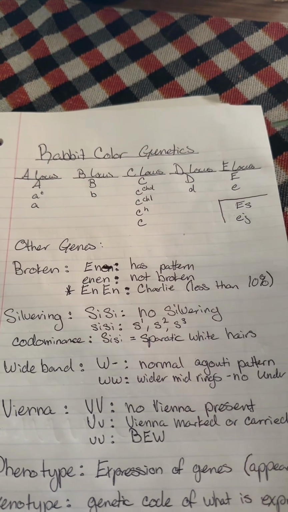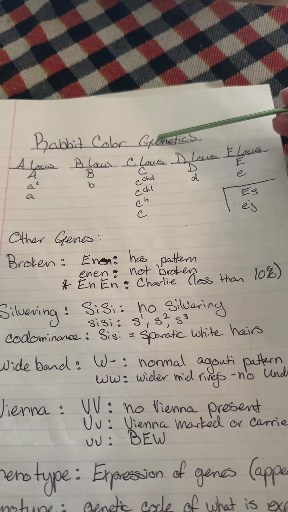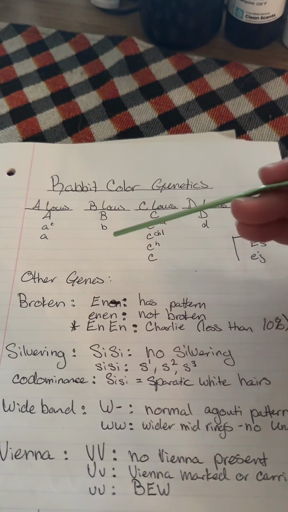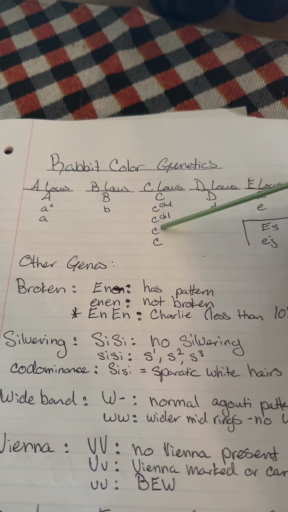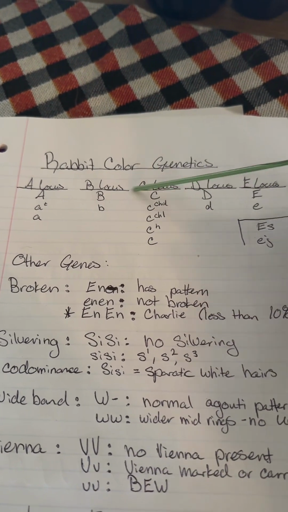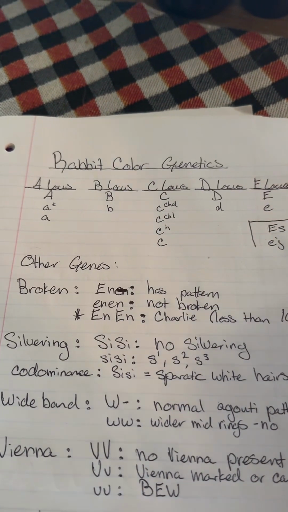So let's talk about something that is really fascinating, and that is rabbit color genetics. And though you should absolutely not be breeding just for color, you should be considering the colors that you're pairing together and how those genetics play and interact when you're picking your breeding pairs.